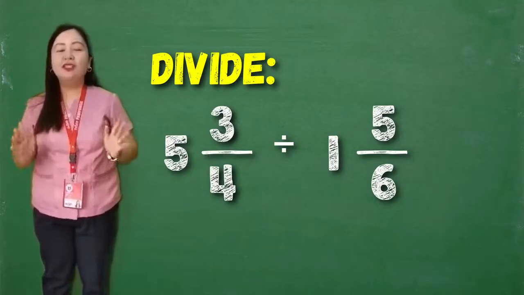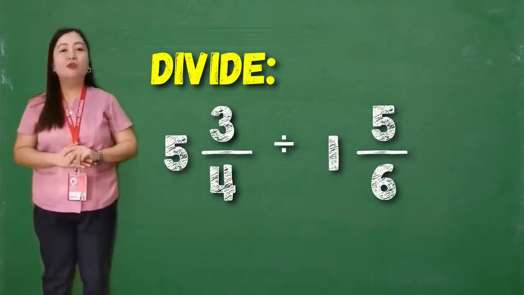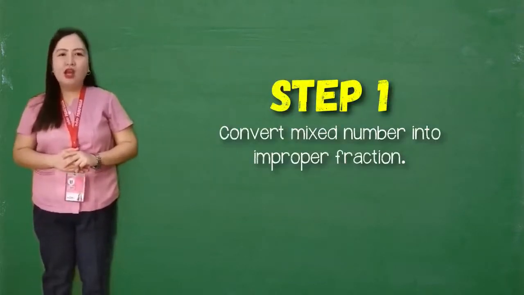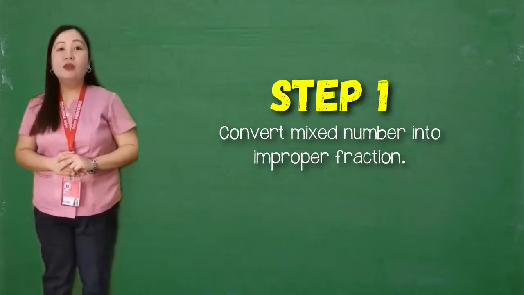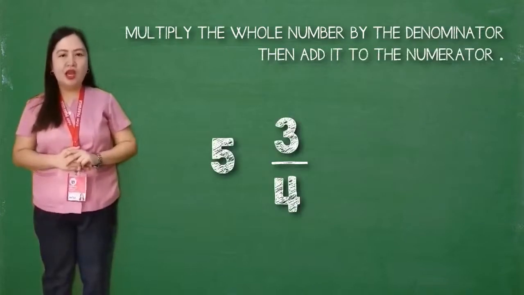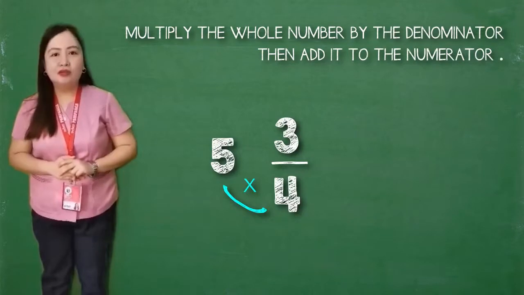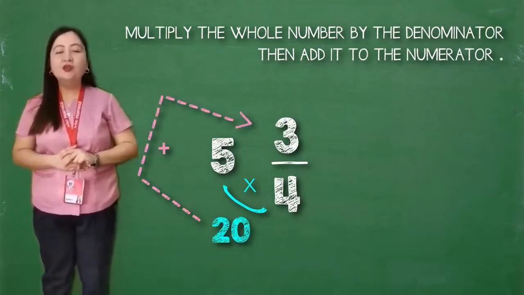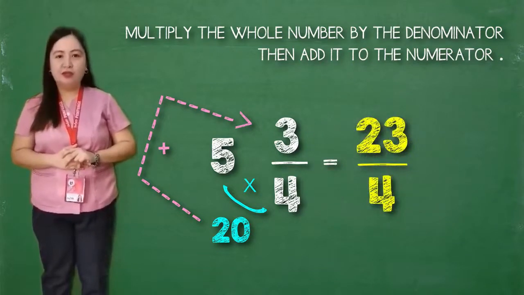Let's have this fourth example. 5 and 3/4 divided by 1 and 5/6. Step 1. Convert mixed number into improper fraction. Let's have 5 and 3/4. Multiply the whole number 5 by the denominator 4. The product is 20. Then add it to the numerator 3. The sum is 23 over 4.